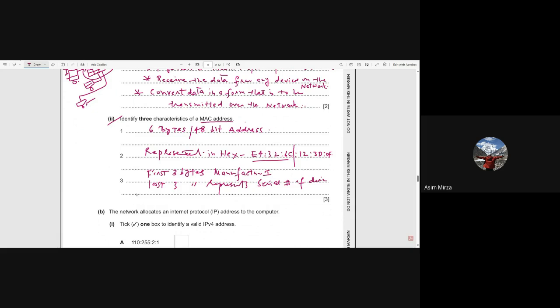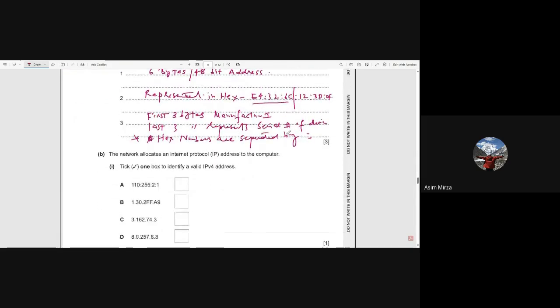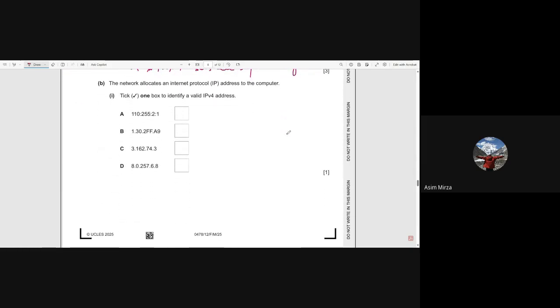That is very simple. Yes, you can write another colon is used. Numbers are separated. These hex numbers are separated by colon. Okay. So we are good now.